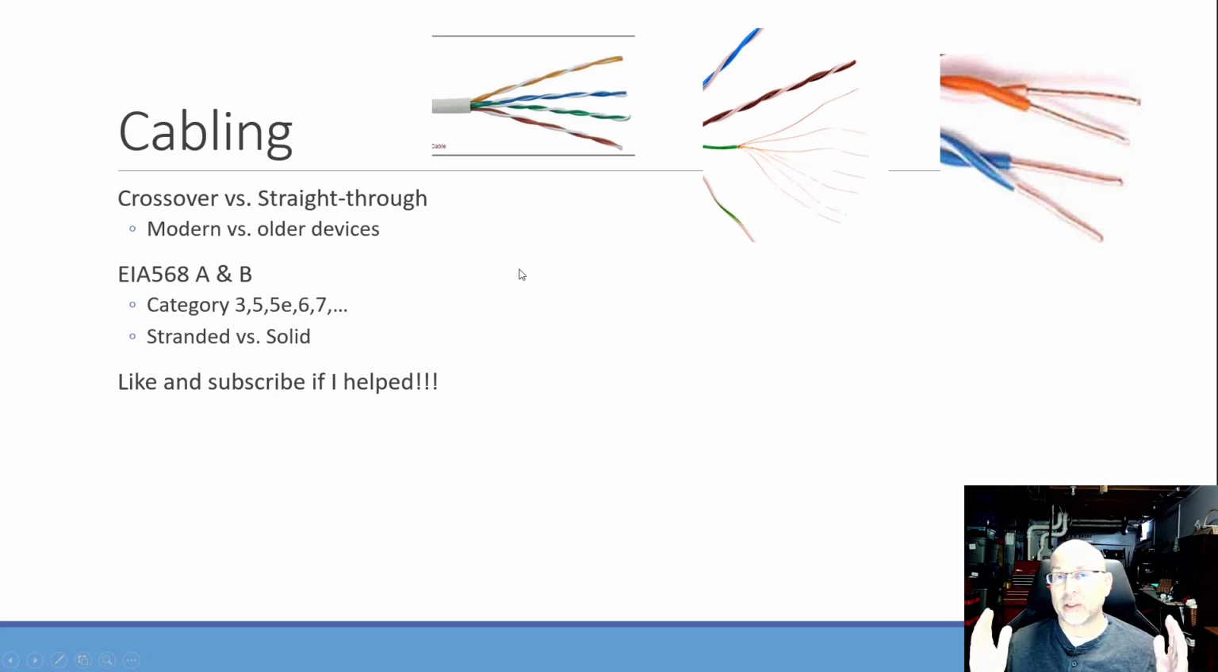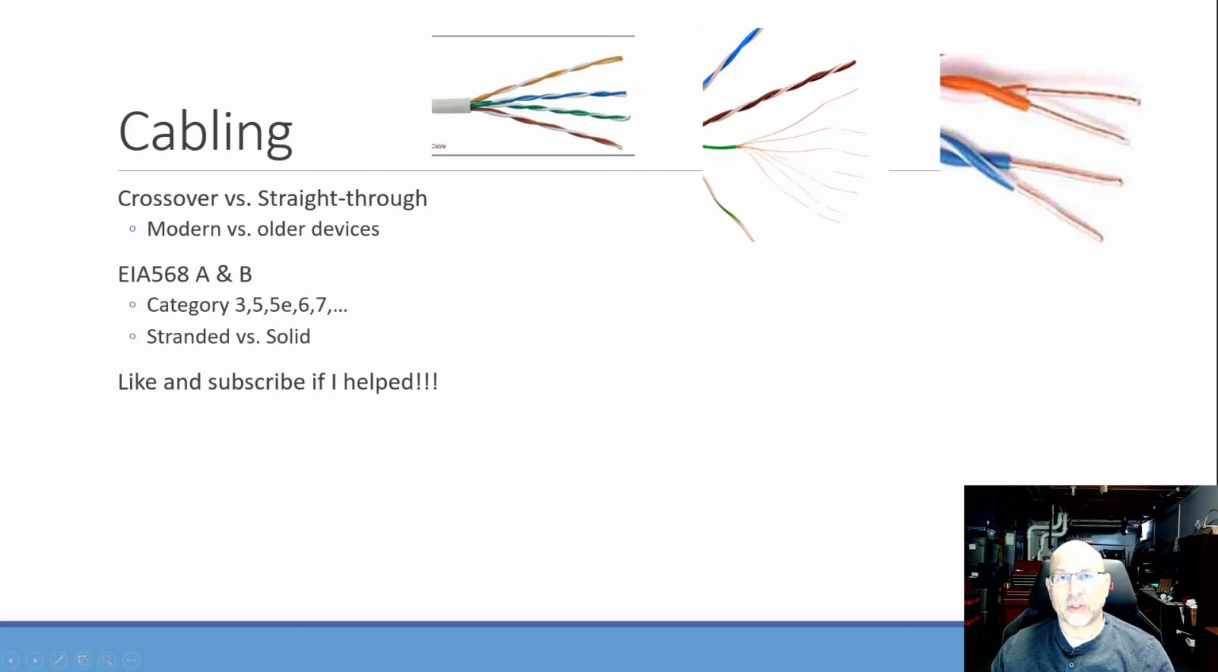That's also why you want the shortest possible patch cable that you can. You don't want 50 feet of patch cable because of that attenuation. That also will restrict your data throughput capability.